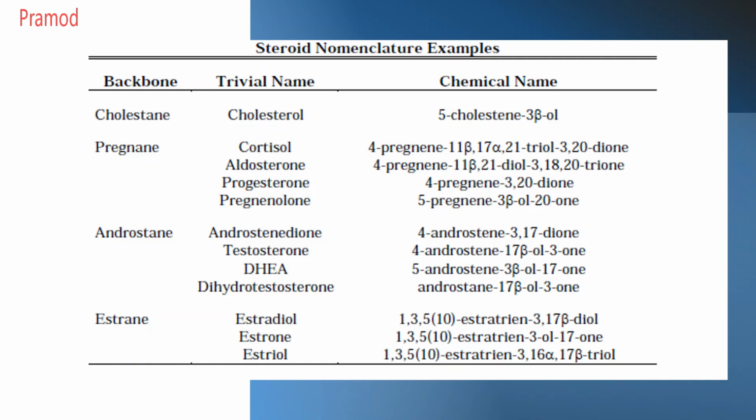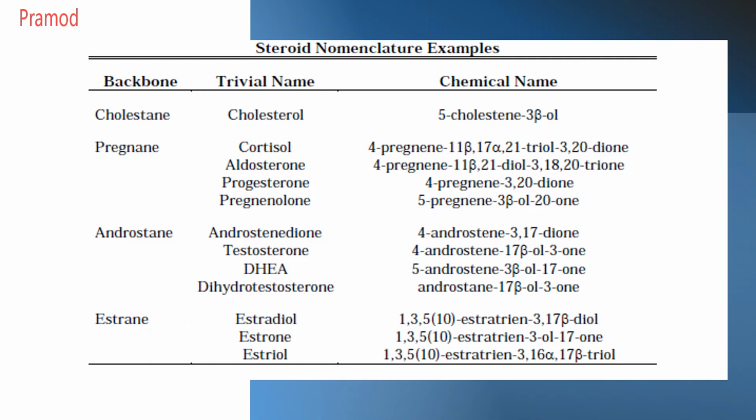Progesterone contains 4-pregnene, that is a 21 carbon compound with a double bond at the 4th carbon. It contains a dione, that is carbonyl groups at the 3rd and the 20th position. Now pregnenolone contains a pregnane ring and a double bond at the 5th position, and it contains an OH at the 3rd and a carbonyl group at the 20th position.